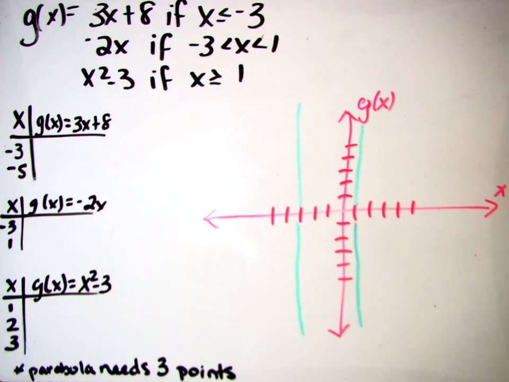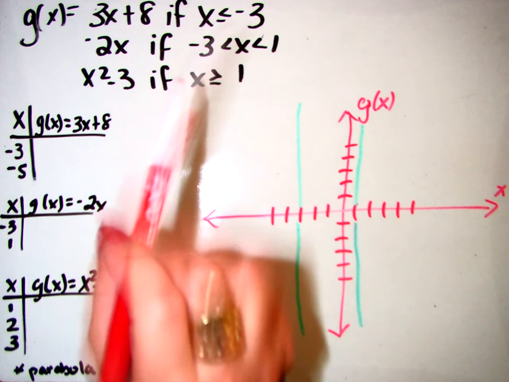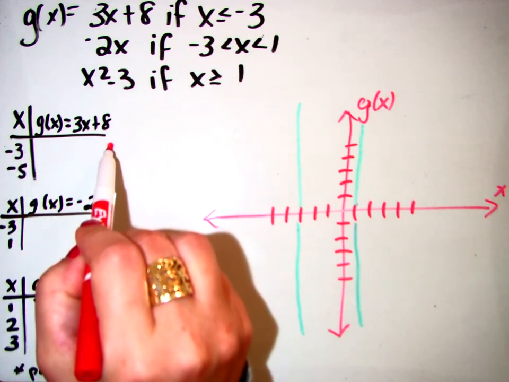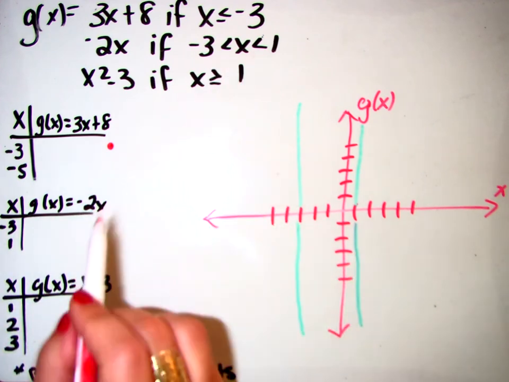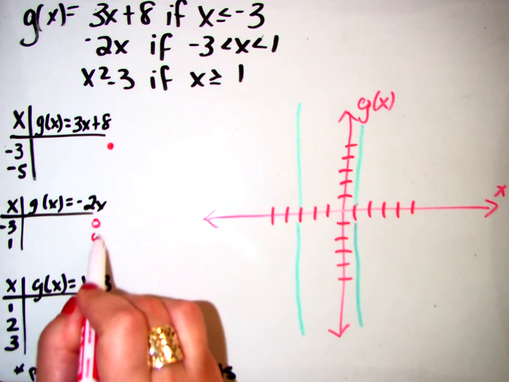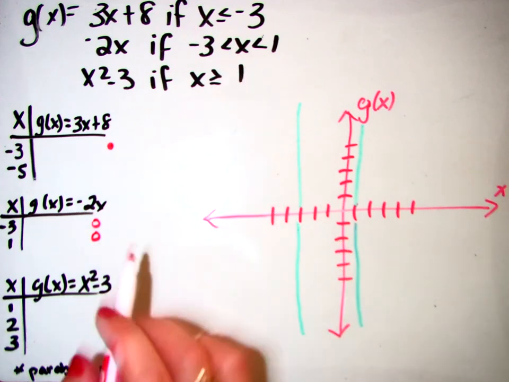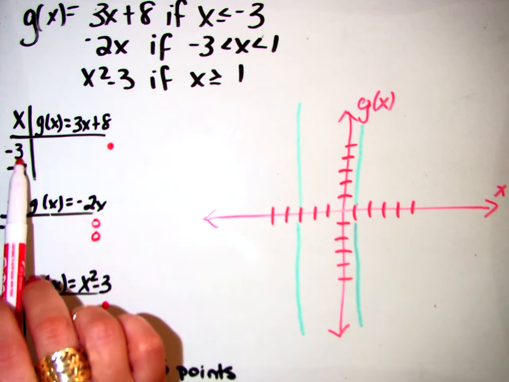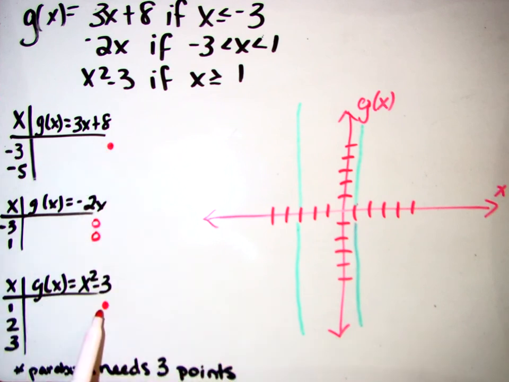The next thing, and you can do this in the beginning or in the end: when it is less than or equal, you're going to have a solid point. So on -3, I'm going to use a solid point. For this one, there are no solid points because it's just less than and greater than. For the quadratic, it is, so I'm going to have a solid point. I put the solid point on the boundary. So -3 is my boundary line, so that's a solid. 1 is my boundary, so I put a solid.